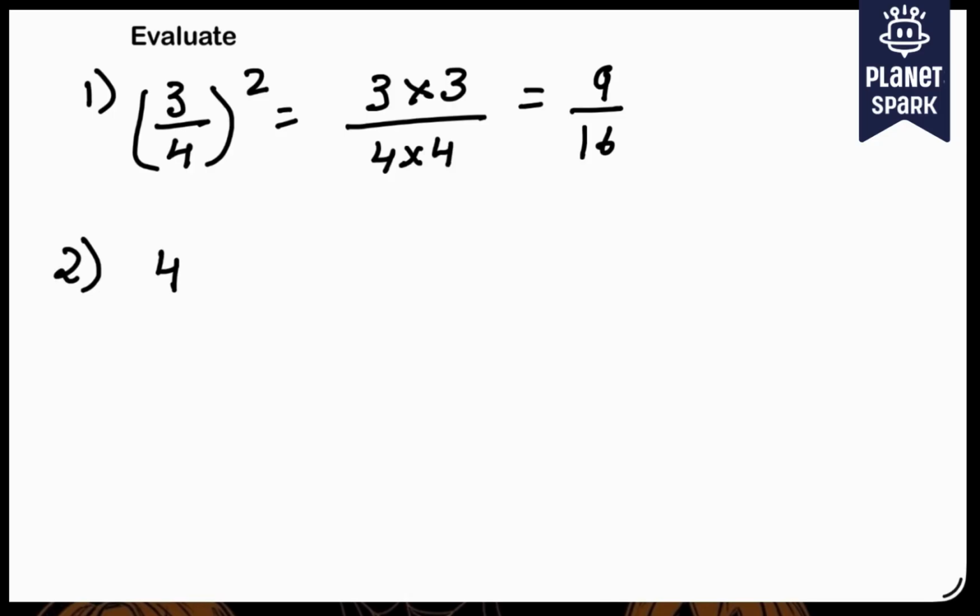The next example is 4 raised to the power 3. 4 raised to the power 3 means 4 is multiplied 3 times, so it is 4 into 4 into 4. 4 4s are 16 and 16 4s give me 64.